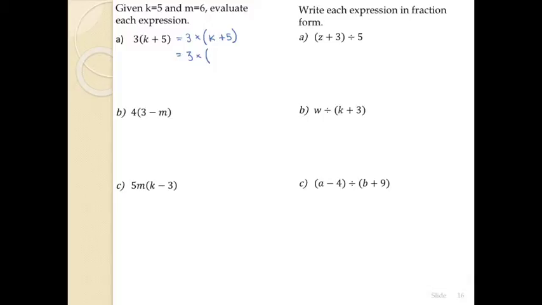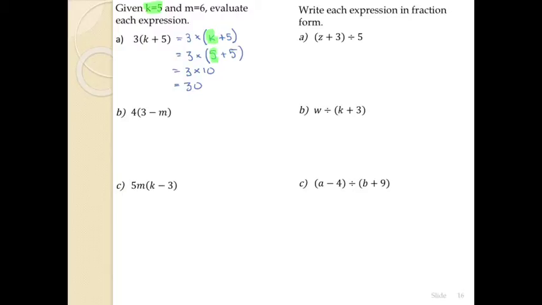Okay, so here we've got k and it's equal to 5 as demonstrated up here. So we're just going to swap those out and that will give me 5 plus 5. Now our order of operations tells us that we do what's in our brackets first. So that will give me 3 multiplied by 10, which is 30. Okay, and you can see that in that substitution, we've swapped the k out for the 5.